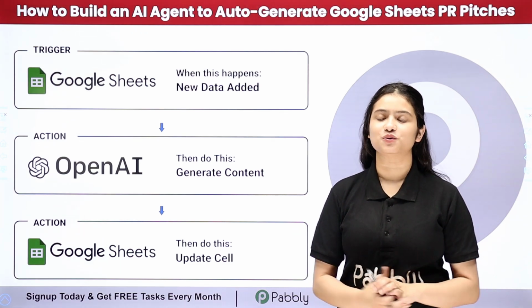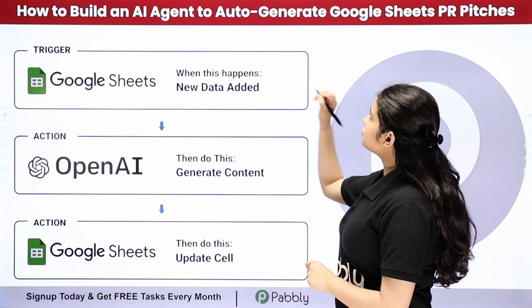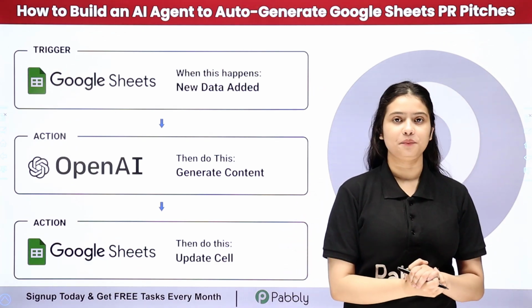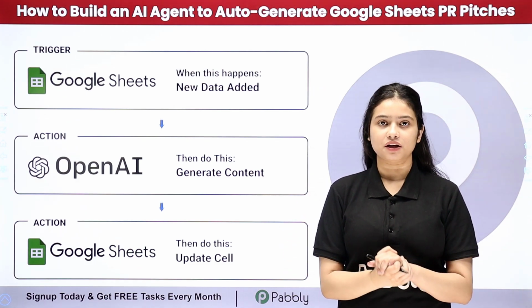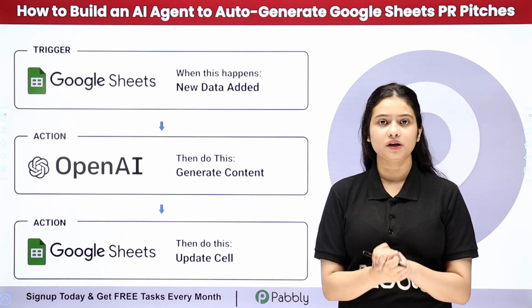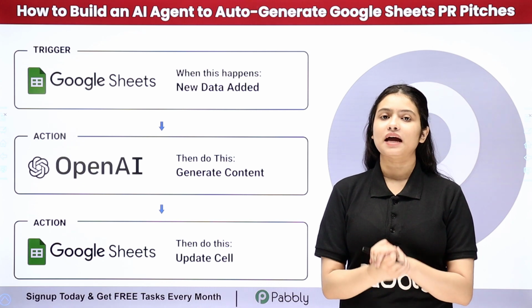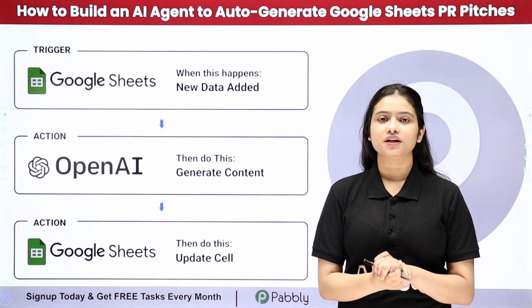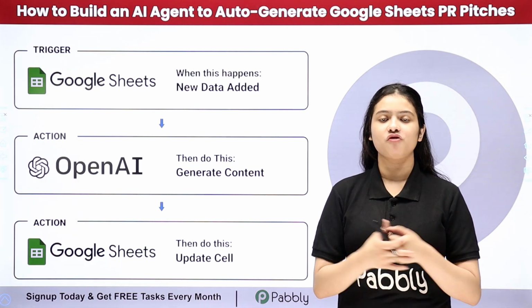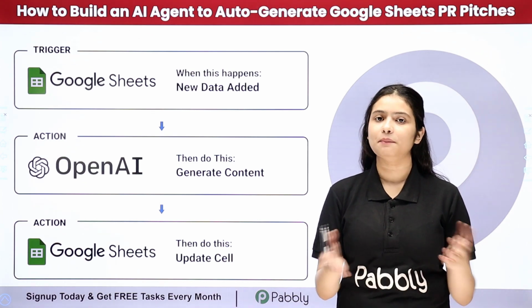In this video, we are going to learn how to build an AI agent to auto-generate Google Sheets PR pitches. So here, as a PR manager, I need to regularly generate new PR pitches for the campaigns and the product launches. But doing it manually is a time-consuming process, so I have decided to automate this entire task with the help of my AI agent, that is OpenAI and Pabbly Connect.